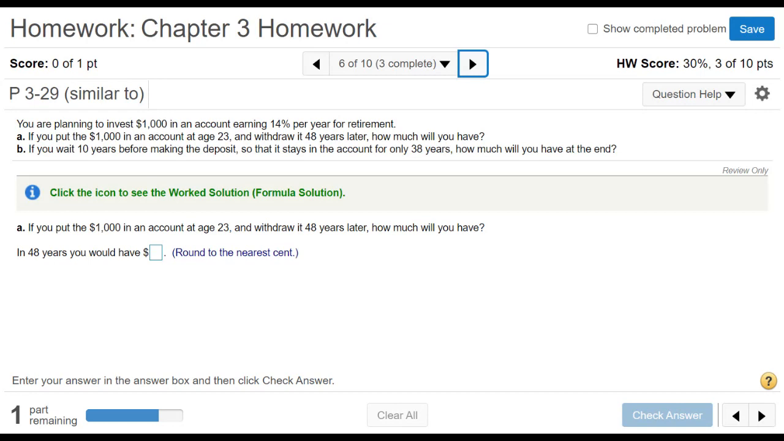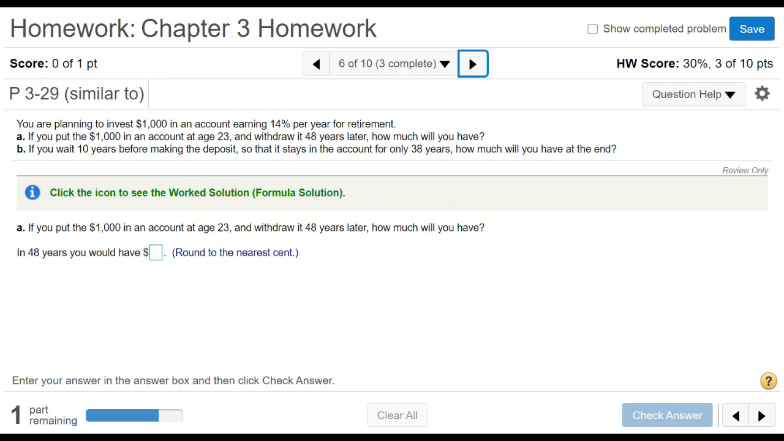25. But it says you withdraw it 48 years later. It didn't say you withdraw it when you turn 48. Yeah, that's what I want to point out too. It doesn't say that you withdraw it at age 48. It's saying that you withdraw it 48 years later. You're right. You're right. I'm wrong. Good point. Okay, you're right.